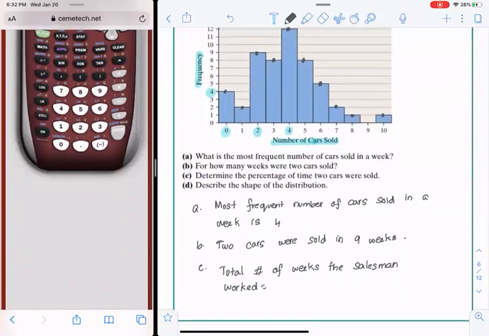So he works the entire year without any break. So 52 weeks. So what percent of those 52 weeks did he sell exactly 2 cars? So total number of weeks is 52. The number of weeks when he sold 2 cars was 9 weeks from part B.